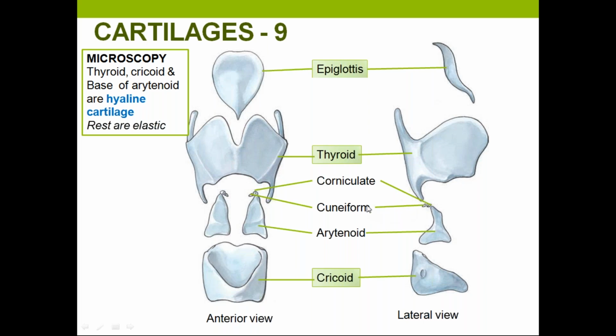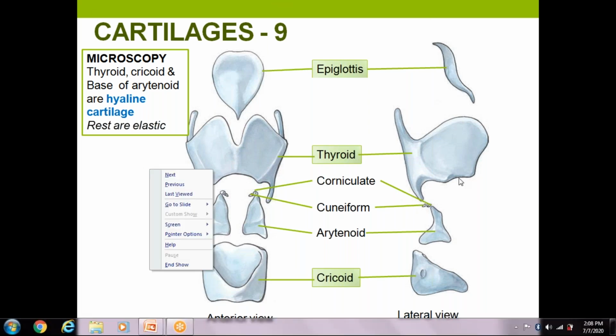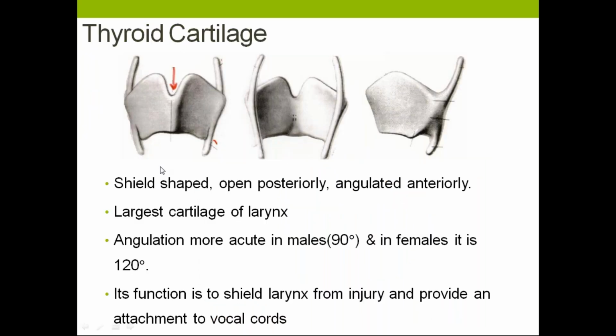cartilage. Out of this, thyroid, cricoid and base of the arytenoid are made up of hyaline. The remaining are elastic. So I think you are clear with this. I'll continue with the next slide. We'll go on to the next slide.